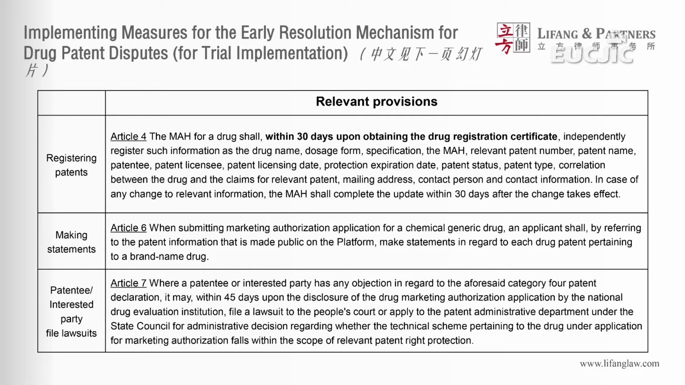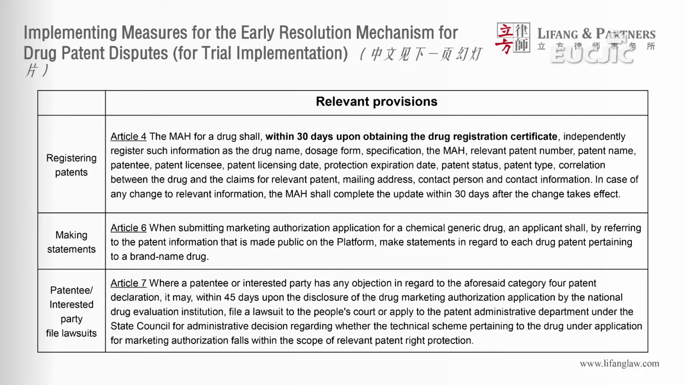Remember, you need to first register your patent. If you compare with the US patent linkage system, there they have the Orange Book. Here in China, they created such a patent registration information platform. So you have to register your patents, and the MAH has to do this within 30 days after you get the drug approval.